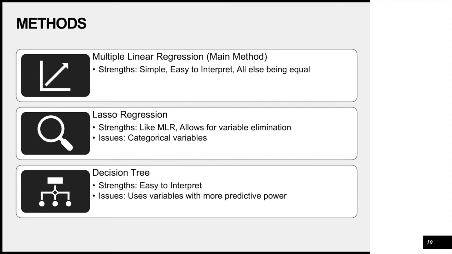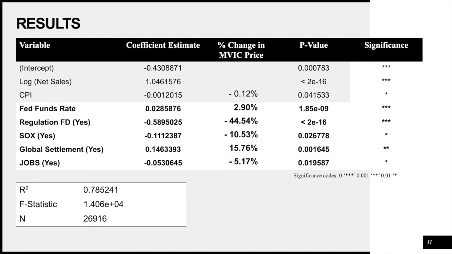I also looked at lasso regression and a decision tree, but both had some issues specific to the dataset, so I will use the results from the multiple linear regression model to assess the research question. The main results we're interested in are the coefficients for the regulation variables and the interest rate, in addition to the significance of each of the variables, and due to the time limit, I will only focus on these variables.